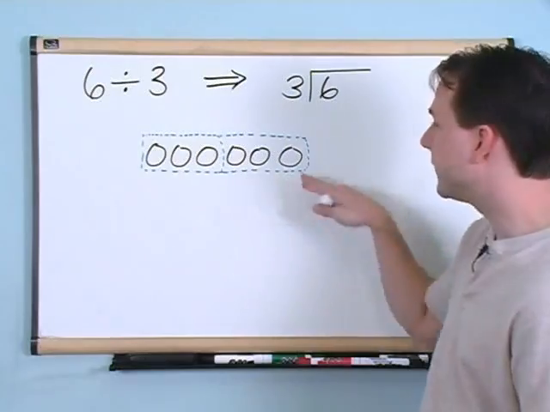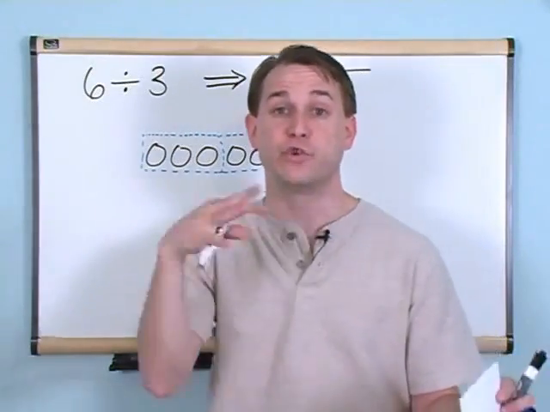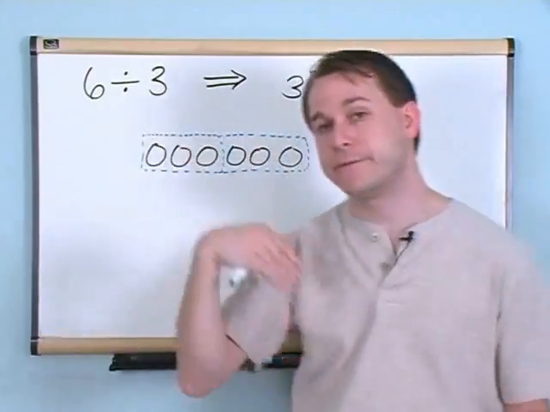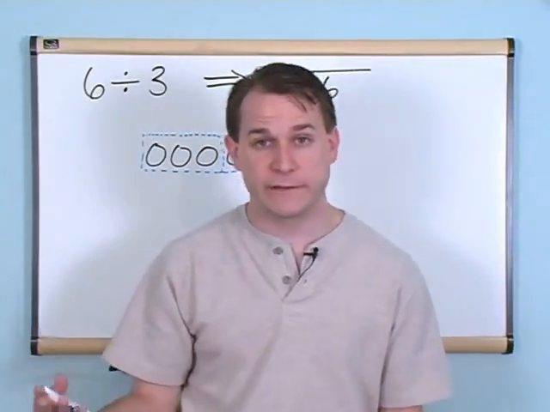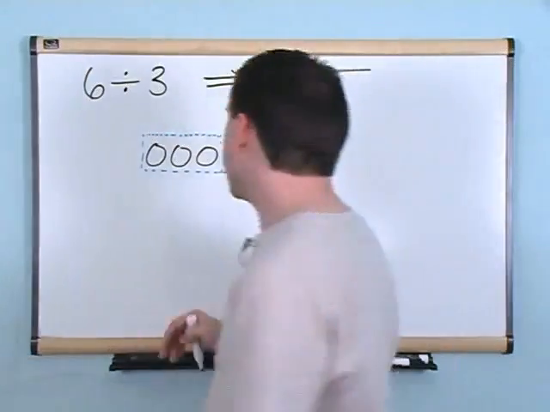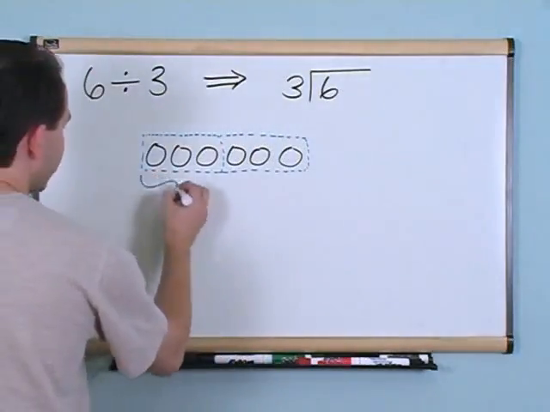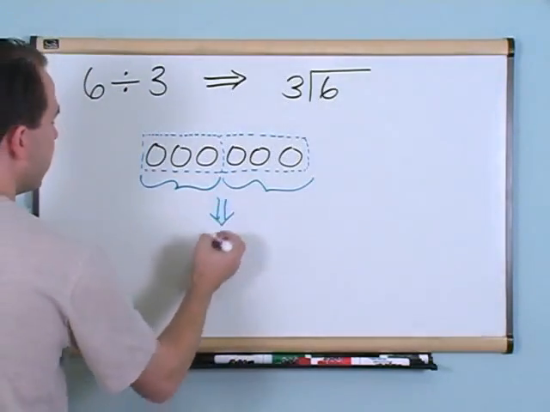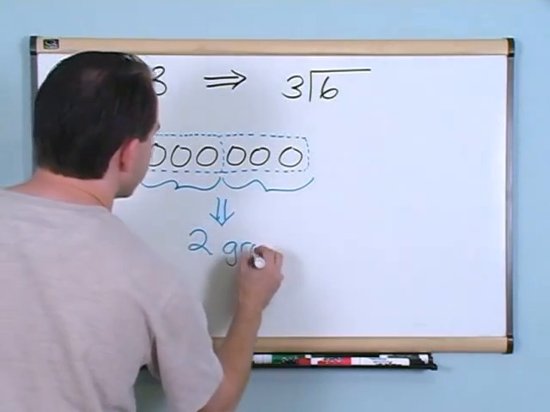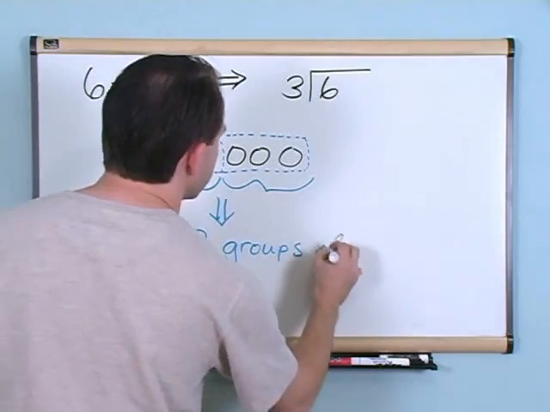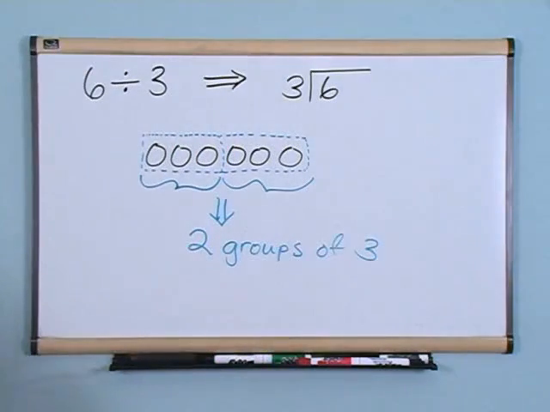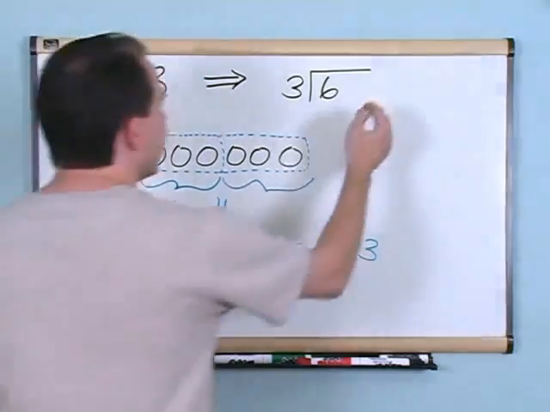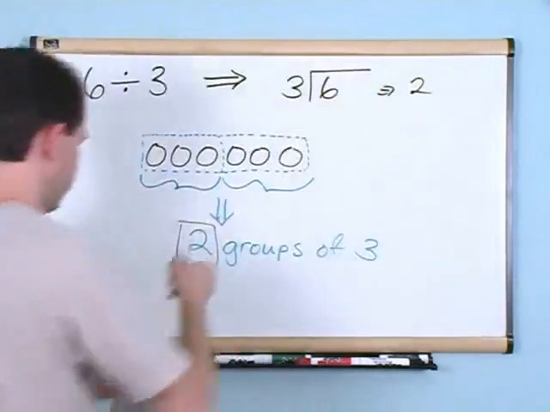You take the number that you're given, okay, and you chop it up into groups of however many you're dividing by, okay? And the question is, how many groups would you have? Well, you see right here, here's one group, okay, and here is another group. So there are 2 groups of 3, okay? So the answer is 2, okay? That is the answer to this problem, 2. The answer is 2, okay?